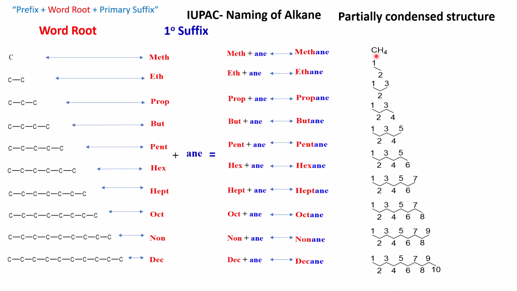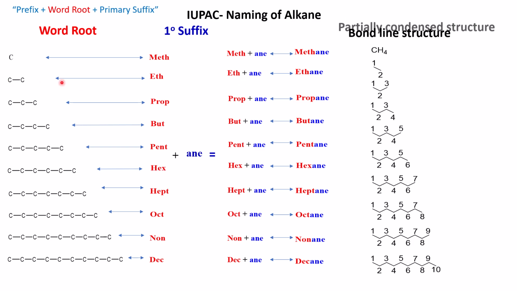Methane has only one carbon, so there's no way that you can represent it with a line only. But in the case of ethane, since there are 2 carbon atoms, they can be depicted simply by a line. Whereas in the case of propane, there are 3 carbon atoms. So it's 1, 2, 3 carbon atoms, and each one of them is bonded together by a single bond. So the structure represents propane.